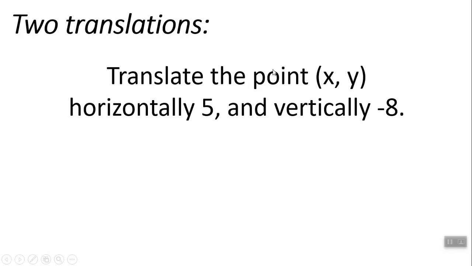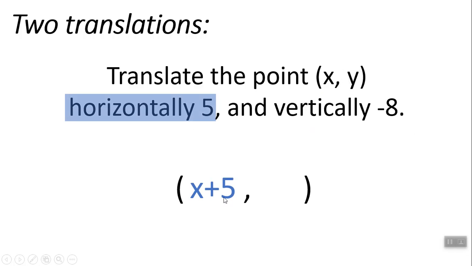So two translations. We're translating the point X comma Y. We're going to go horizontally 5 and vertically -8. So we've got our point X, Y. We don't know what the exact numbers are, but no matter what they are, you're going to do the following operations to them. So if you see horizontal 5, you're going X plus 5. If you're going vertically 8, that's going to be Y minus 8. Once again, we've talked about this specifically with one translation. Now we're just getting into two.